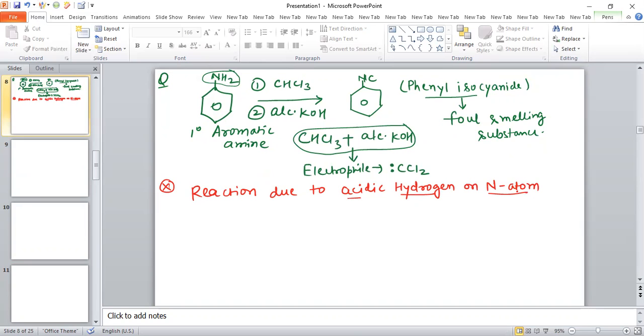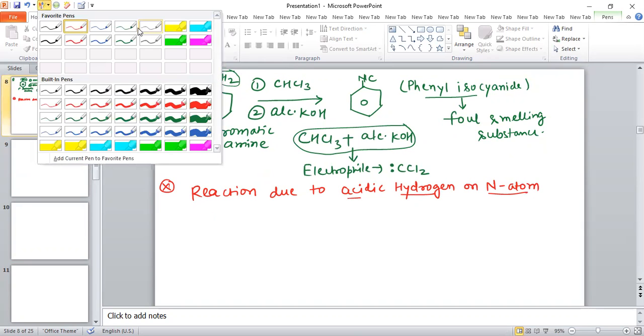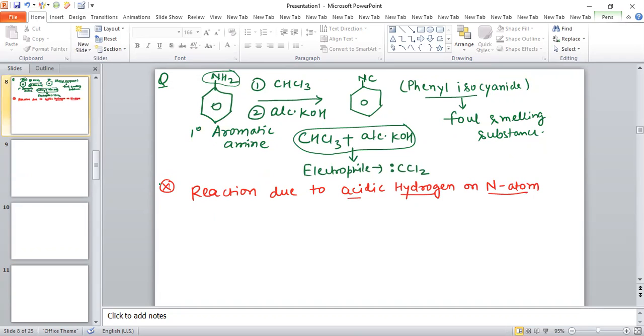See how this reaction takes place. Suppose we have a compound like a 1 degree amine, RNH2. In this RNH2, these two hydrogens are on the nitrogen atom, which is more electronegative. So these hydrogens are on a more electronegative atom, and we can say these two hydrogens are acidic hydrogens.